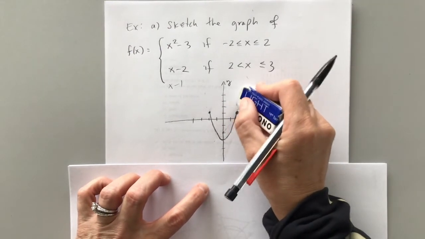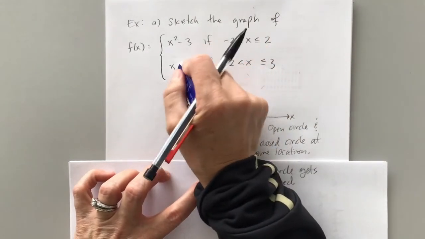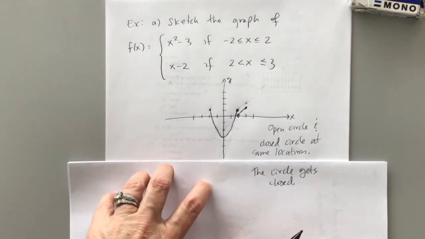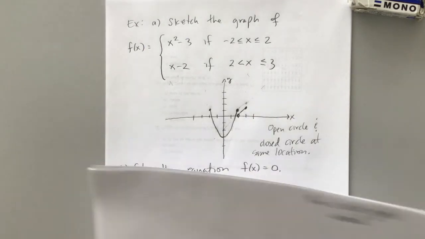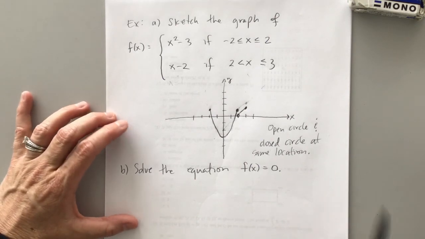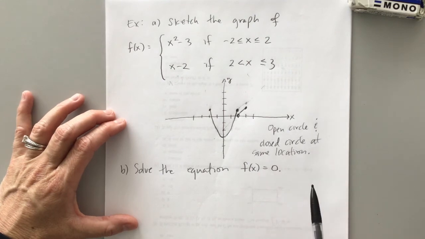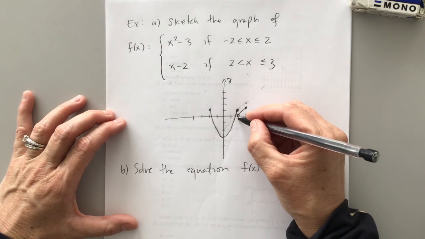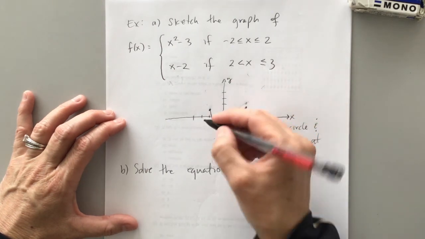So again, open circle and closed circle in the same spot. Closed circle wins because there is a y value that goes with that point, or that goes with that x value. Right? So let's now solve the equation f of x equals 0. So if we look at the graph here, we can see that there are 2 spots where f of x equals 0. F of x is 0 at that portion of the parabola and at that portion of the parabola.